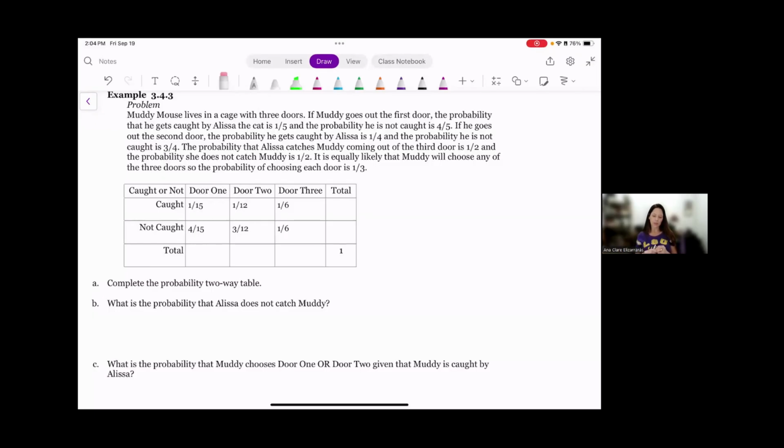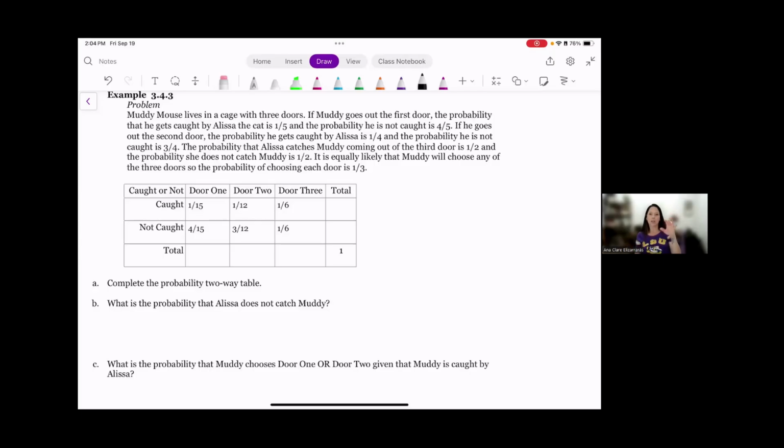and if Muddy goes out the first door, the probability he gets caught by Alyssa the cat is 1/5, and the probability he's not caught is 4/5. Notice that you have 1/15 and 4/15. Well, that's interesting. What's happening here is the information that you're given in the problem is conditional. It's saying if Muddy is going out the first door, so given he's going out the first door, the probability he gets caught is 1/5. Probability not caught is 4/5.